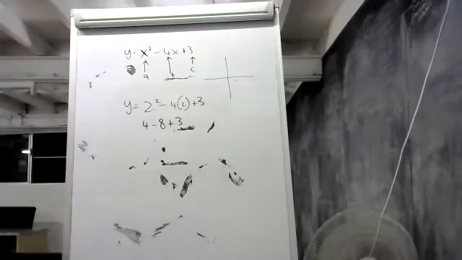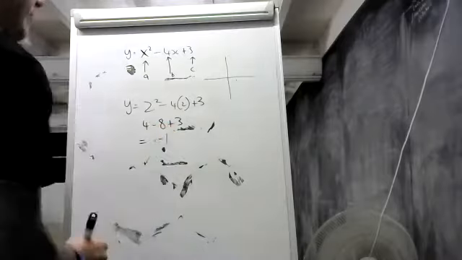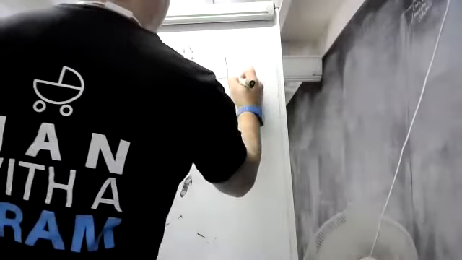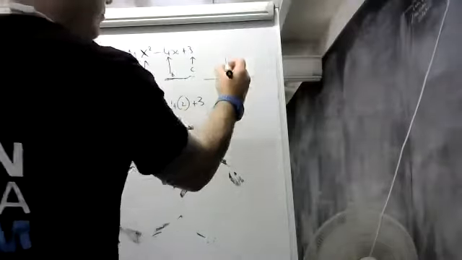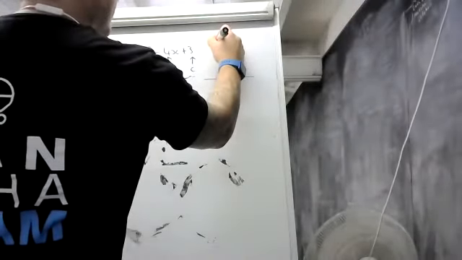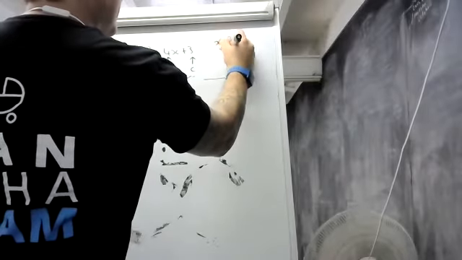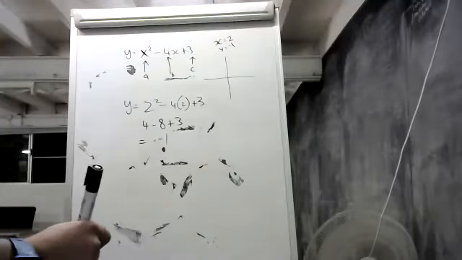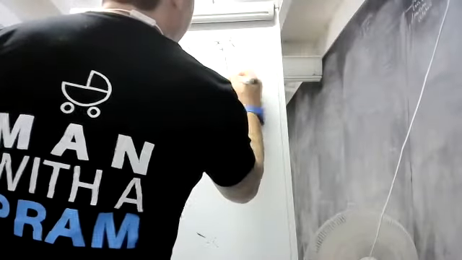Four minus 8 plus 3. So -1. What that tells us is the lowest point of this graph would be roughly x, y is -1. So if we're building a graph, the lowest point would be somewhere here, right?